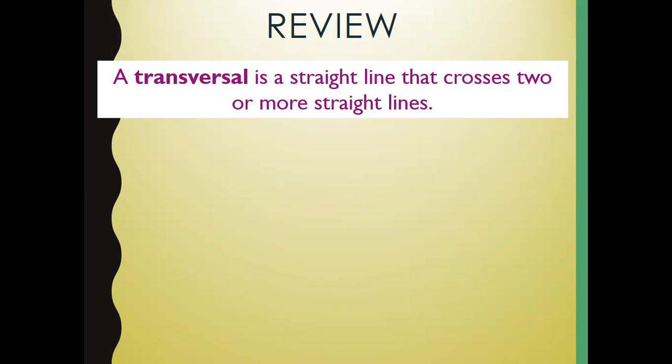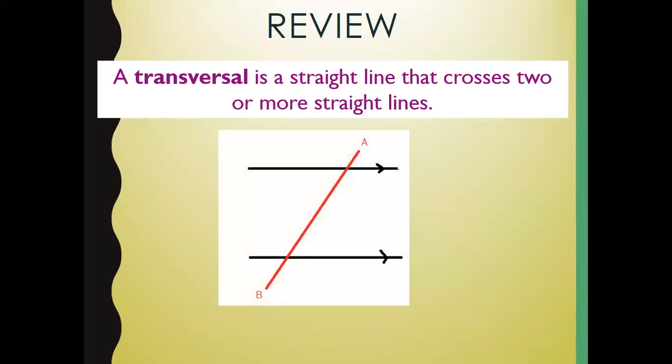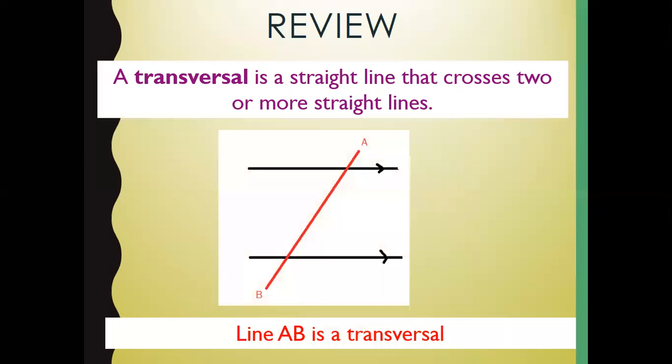Now, these two or more straight lines could be parallel lines, or they could be normal lines, but for our class, we would be sticking with parallel lines. So look at this transversal. AB here is said to be a transversal. It's a line that crosses two other lines, in this case. So line AB there is said to be a transversal, okay? So that's one of the things I want us to quickly review.